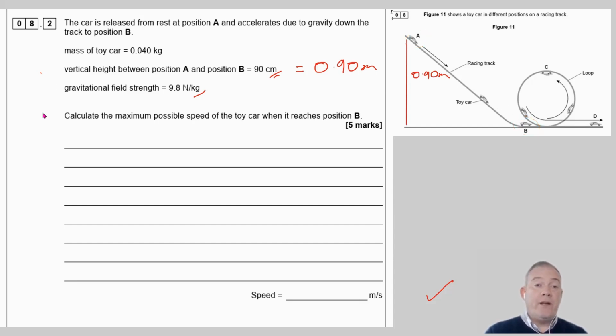Okay, so let's write down what we have. Now, I always like to write everything that I have down. It makes it nice and easy. So we have mass is 0.04 kilograms.